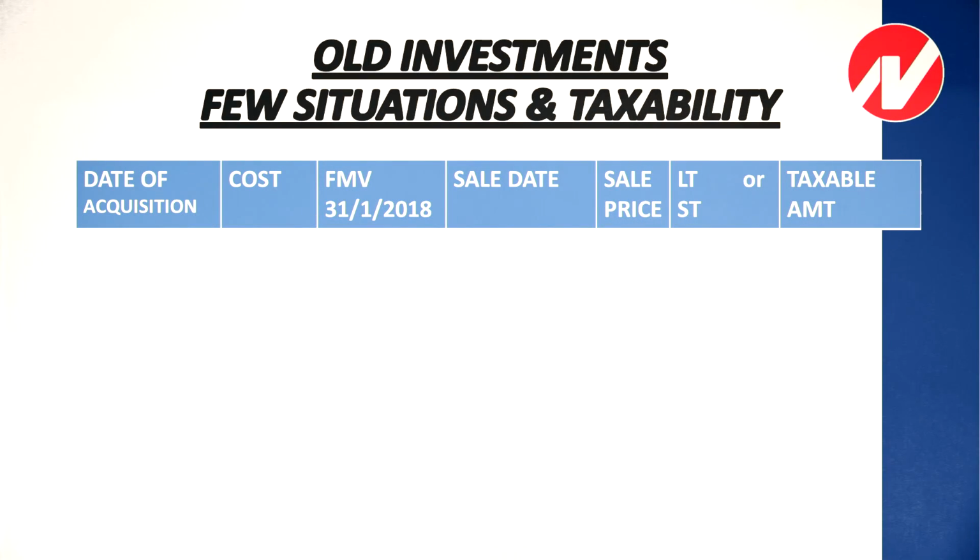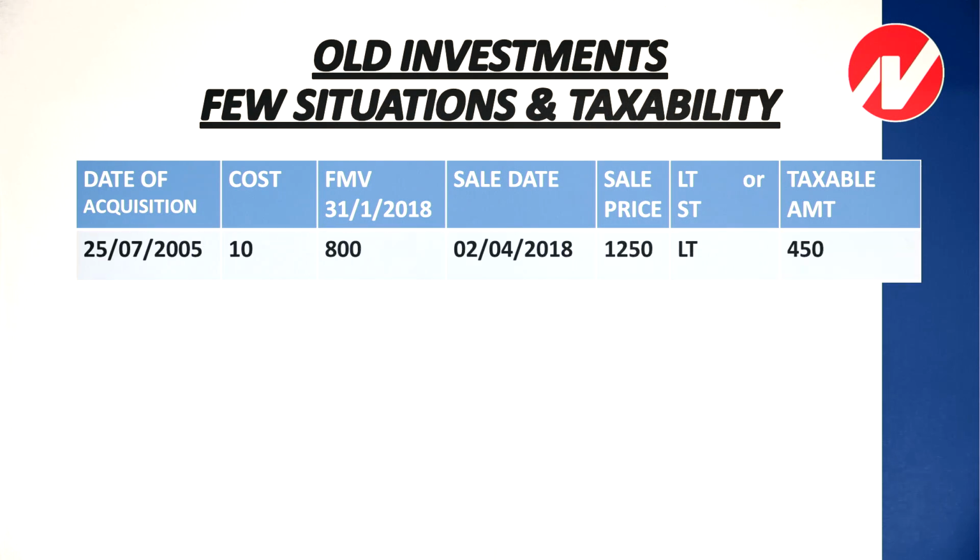Again, the same story. We have date of acquisition. We have cost of acquisition. Fair market value on 31st January 2018. Mind well, this is a cut-off date. This is a specific date. Sale date given. Sales price given. Long-term, short-term, taxable amount. Let's check.